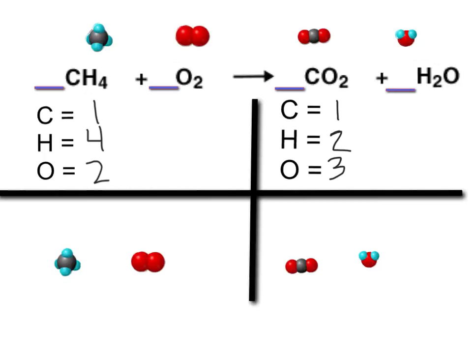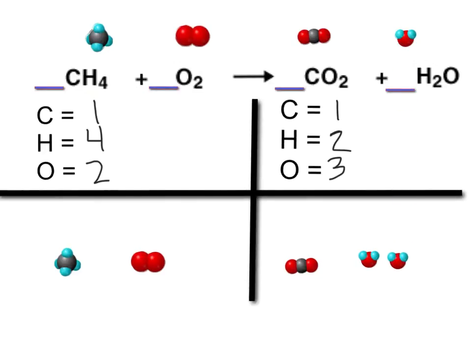So what do we need to look at? Our carbons are currently even. That might change. We never know. Our hydrogens are not, and our oxygens are not. So let's start by balancing our hydrogens. Go to the side with the smaller number and drag down one of the molecules. So we have to drag down the one that has hydrogen.